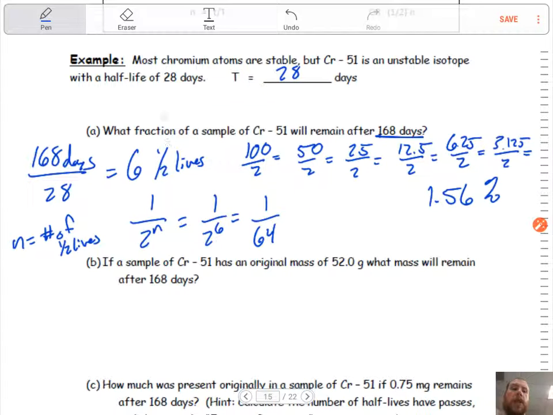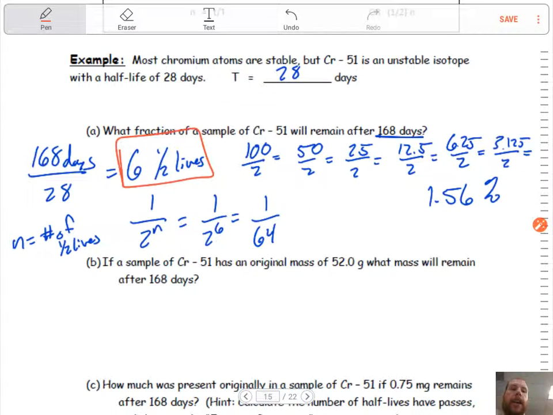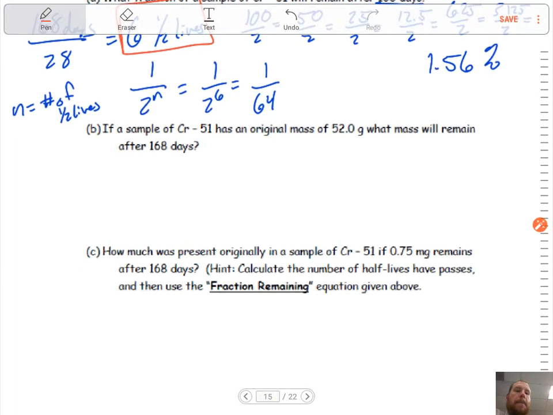Again, it starts with figuring out how many half-lives you have or you've undergone. That's the key, and we can figure everything else out from there. So I would encourage you guys to try to do this next one on your own.